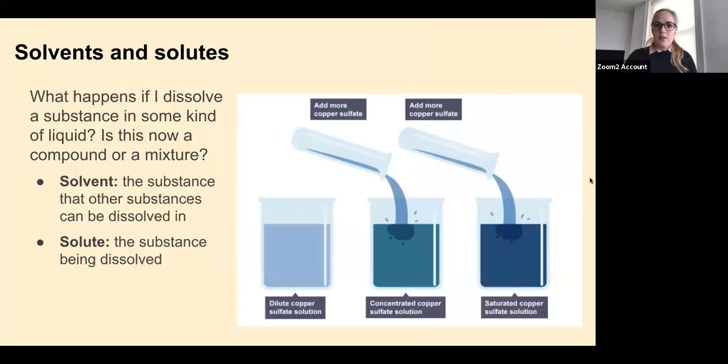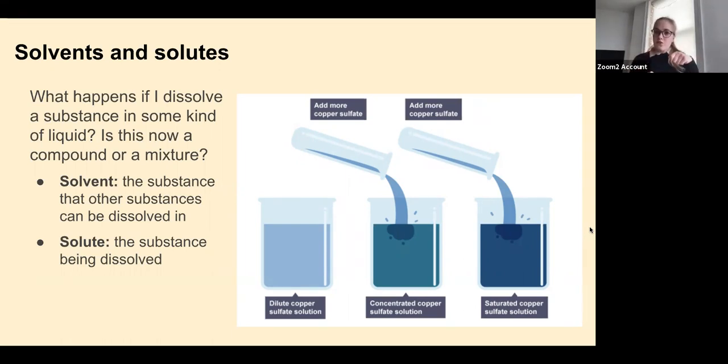The final topic of this morning's webinar is solvents and solutes. So what happens when you dissolve a substance in some kind of liquid? Is it a compound or a mixture? So when you dissolve something, you have a solvent and a solute. So the solute is what you're trying to dissolve, and the solvent is what you're dissolving it in. So for example, if I've got a cup of tea that's bitter and I add in a teaspoon of sugar, my tea is my solvent and my sugar is my solute.